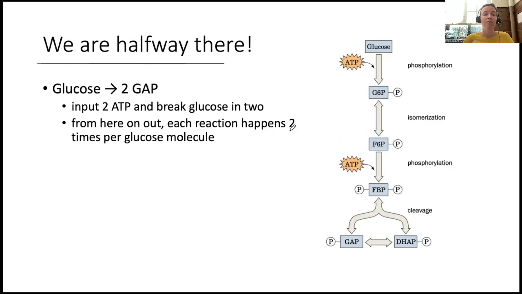And this gets us halfway through glycolysis. We have seen glucose converted into 2 molecules of GAP. So far, we've only seen an input of energy. We used 2 ATP along the way to phosphorylate this molecule and to chop it up in 2. Recall from here on out, each reaction that we see will happen twice because we have 2 molecules of GAP.